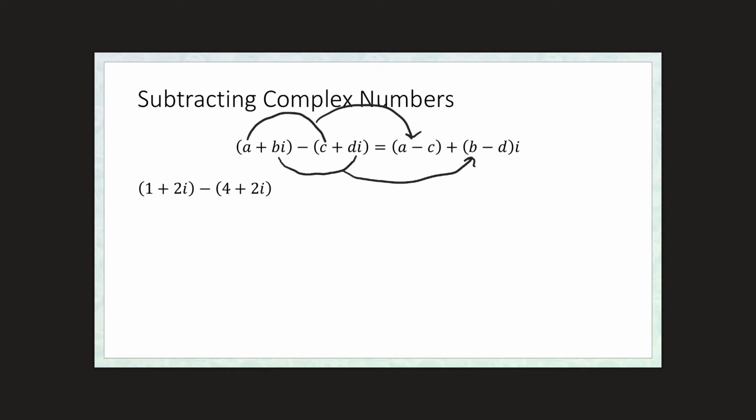Another way to do it would be to distribute the minus sign between the two complex numbers to each the c and the di terms. We would end up with the exact same solution in this particular problem. So if we have the problem 1 plus 2i minus 4 plus 2i, I can take the real parts, 1 and 4, and subtract those, 1 minus 4, and add that to the difference of 2i and 2i.